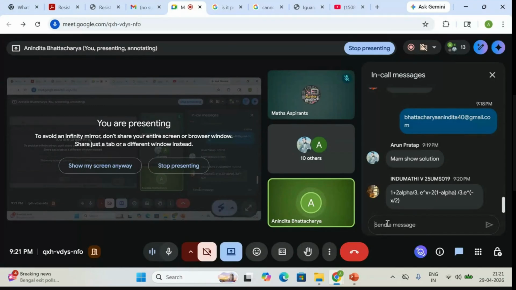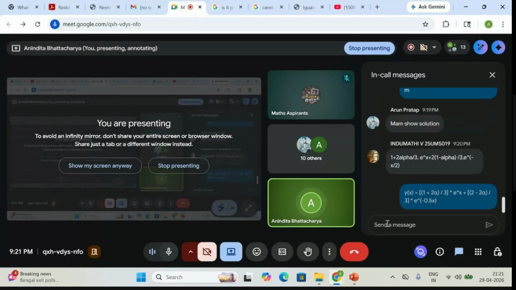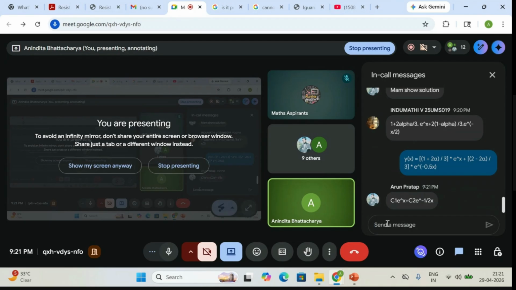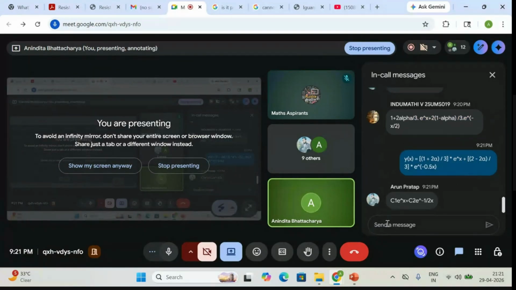Indumati, let me paste it, then I will see whether it is okay. 1 plus 2 alpha by 3 e to the power x plus 2 minus 2 alpha by 3 e to the power minus x by 2. Absolutely correct, Indumati. Yes, and then you need to put in the initial conditions. You have to find the values of C1 and C2 in terms of alpha.